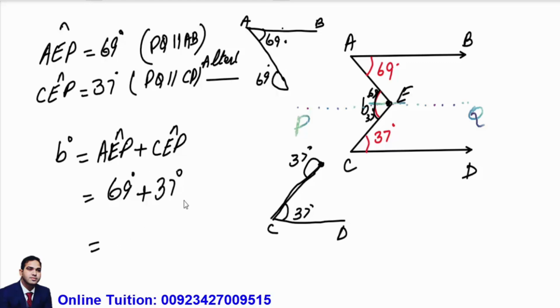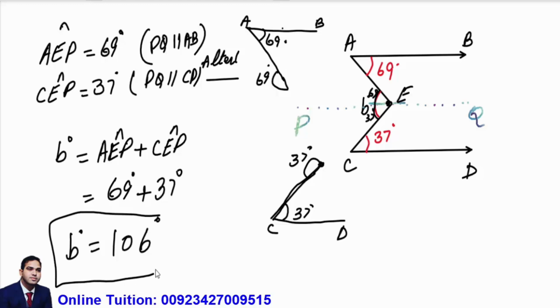Now the addition of these two: 7 plus 9 is 16. Now 3 plus 6 is 9, plus 1 is 10, so 106. So the answer of B is 106. Your answer is 106. Angle B is 106. In this way you can find the answer of this angle. Hope you got the idea.